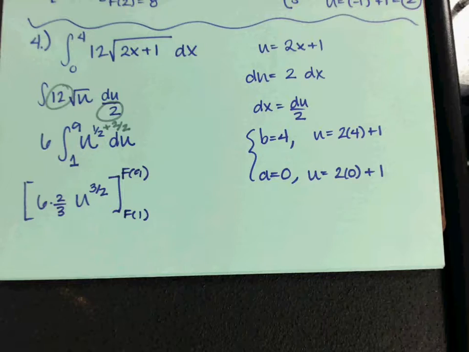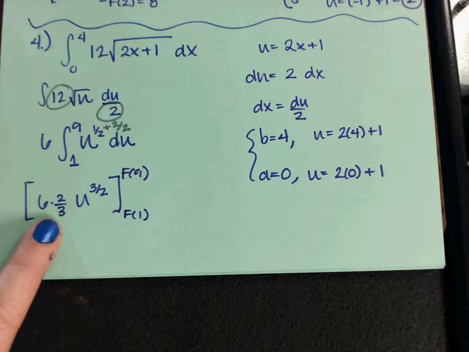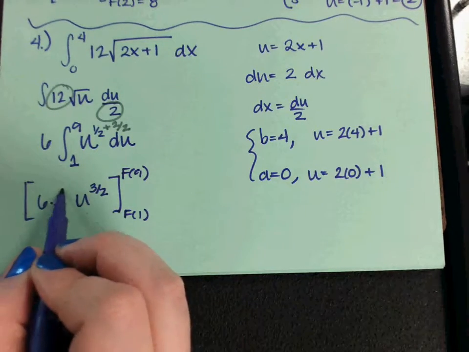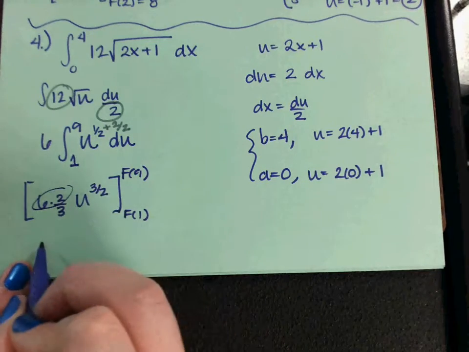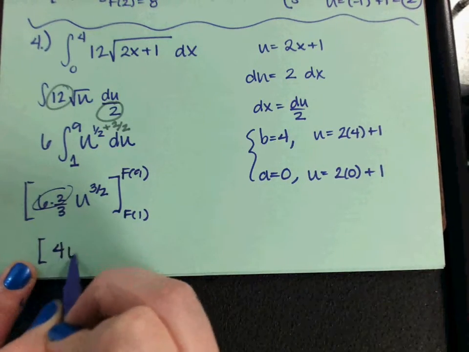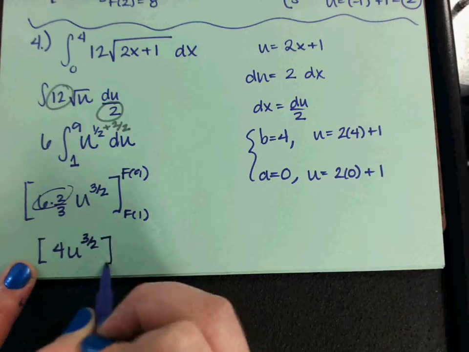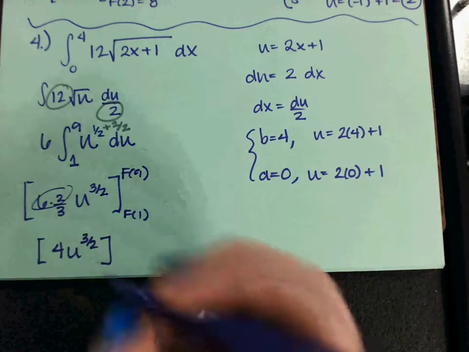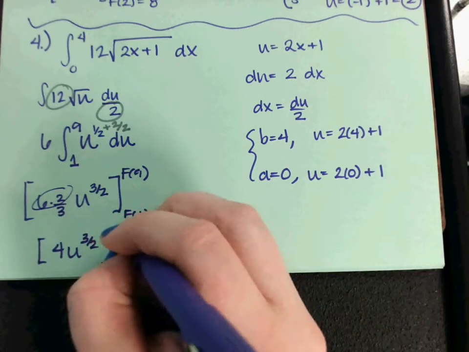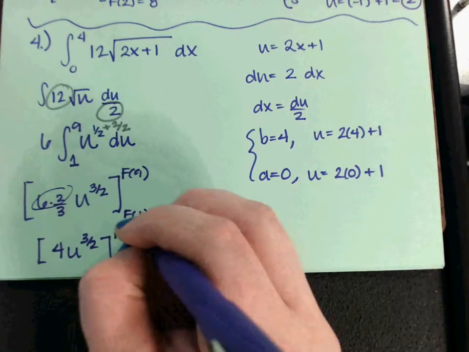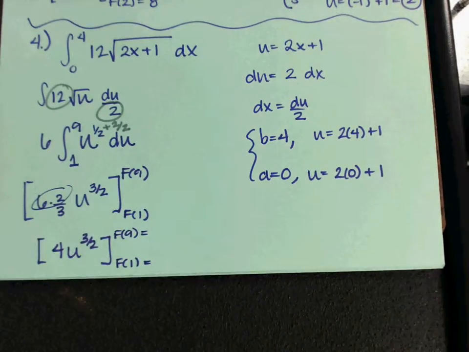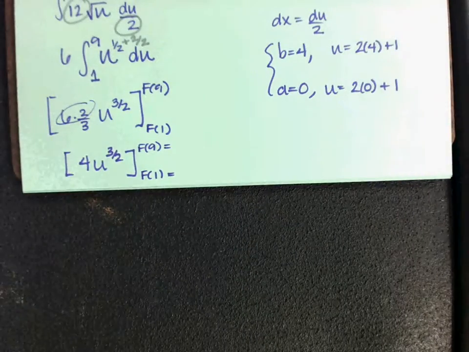Okay, now I'm going to do one more step and kind of clean this up out here. 6 times 2 on top is 12. What's 12 divided by 3? So really that's 4u to the 3/2. Okay? Now, if you do not know how to do these fraction exponents, that is a problem. Okay, we got to know how to do them. That's why we practice them over and over again in the notes.